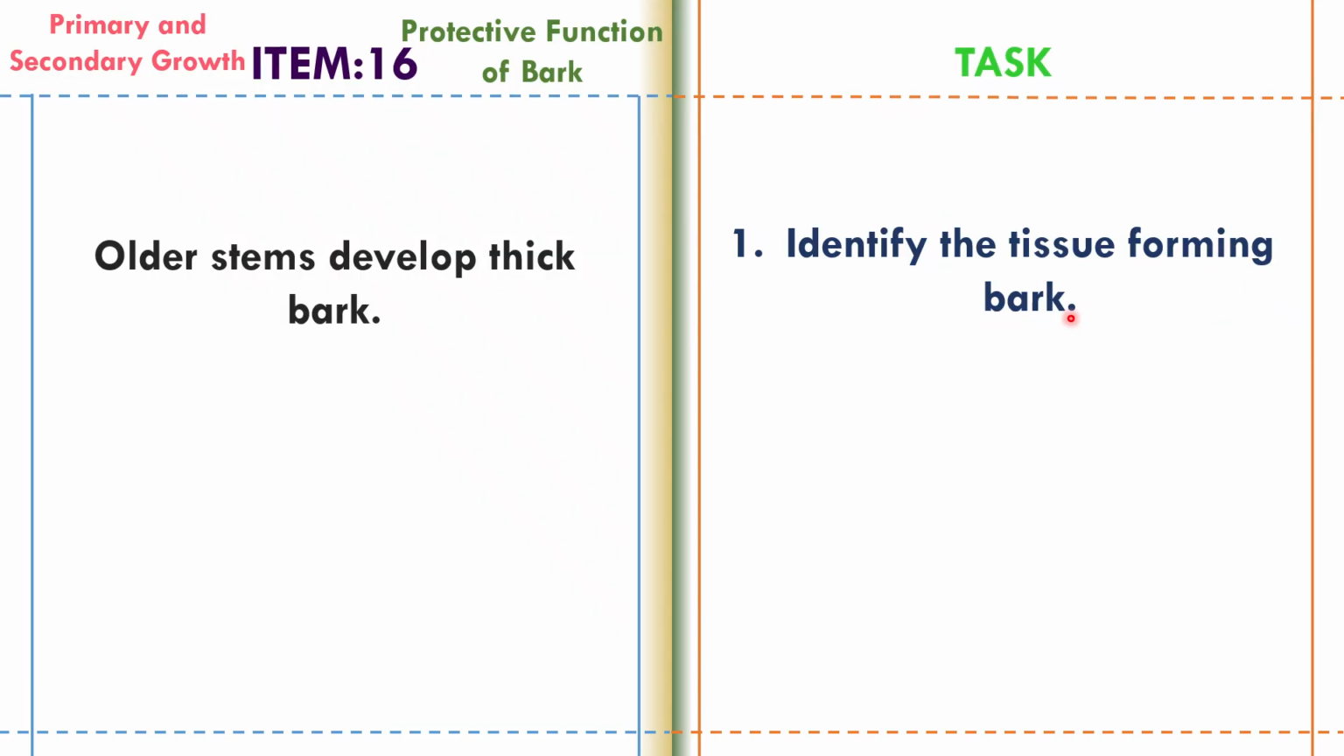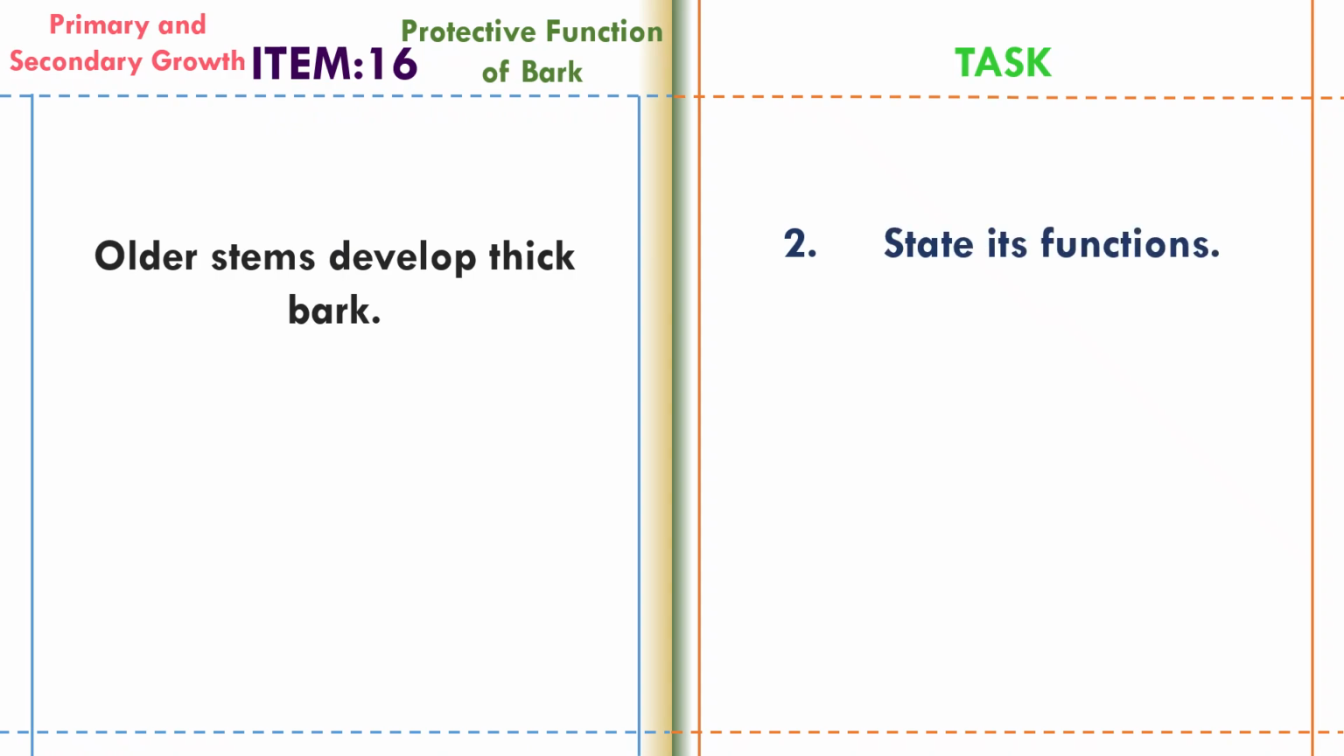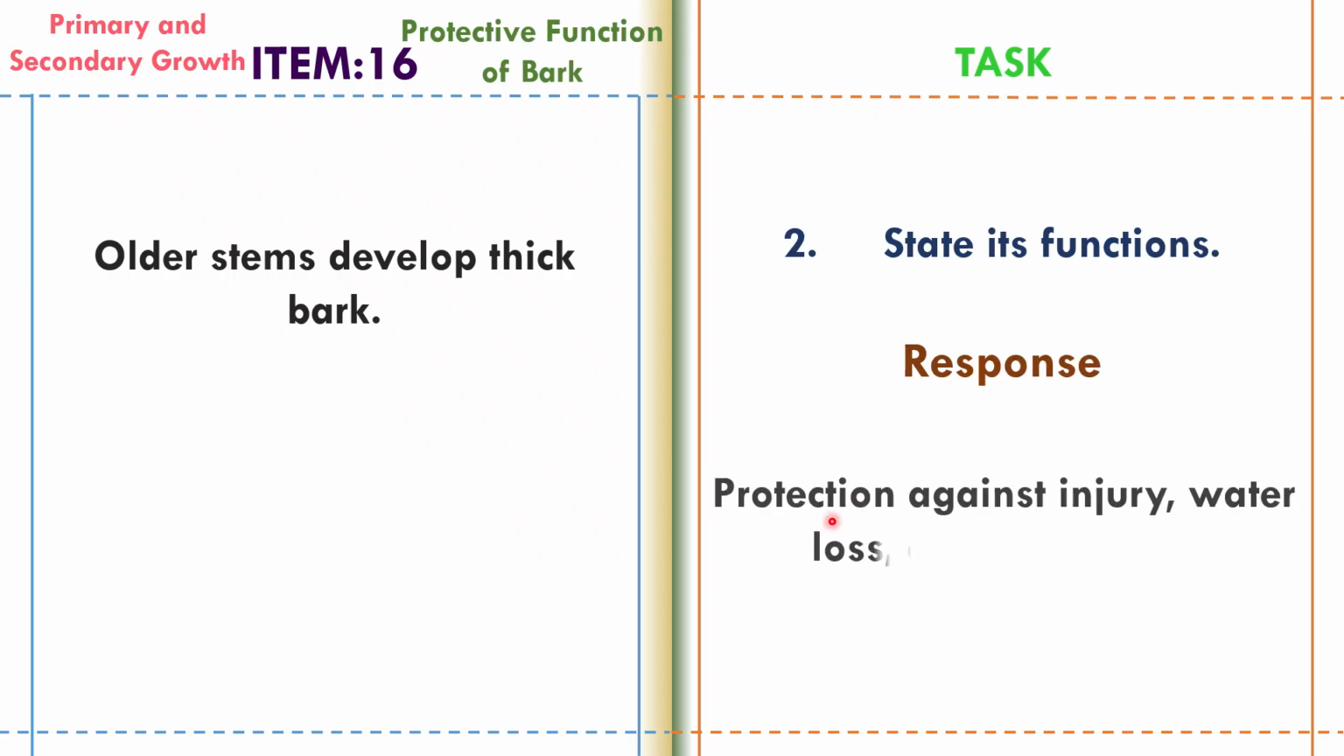Identify the tissue forming bark. Cork cambium forms cork tissue. State its function: protection against injury, water loss, and pathogens.